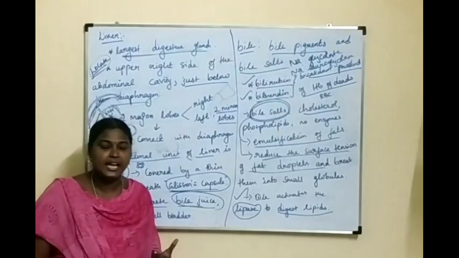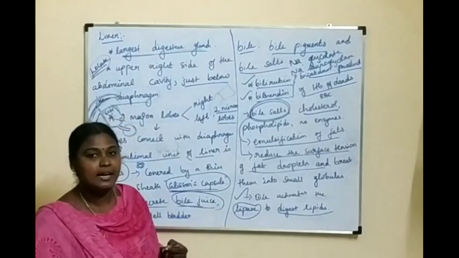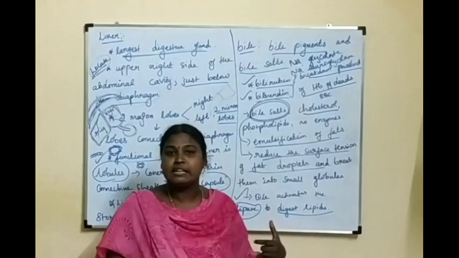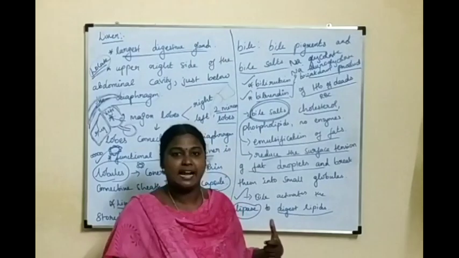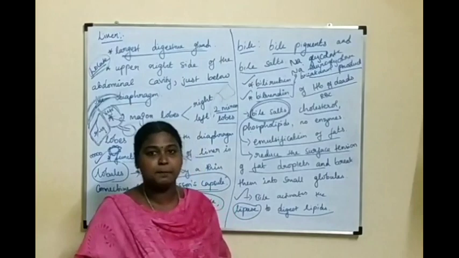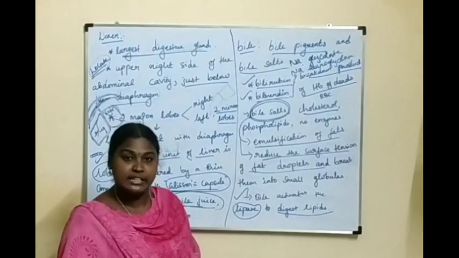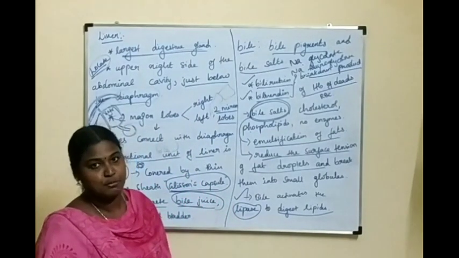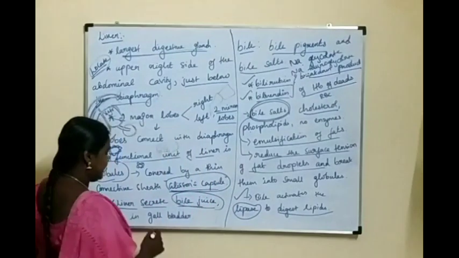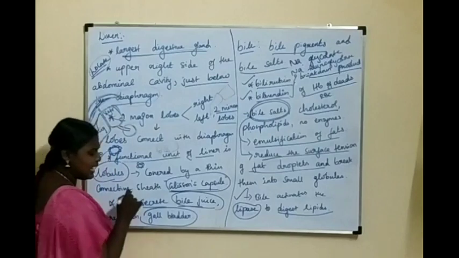Next, what is the secretion of the liver? Liver secretes bile juice. But the bile juice cannot be stored in the liver, it can be stored in the gallbladder. Liver வந்து என்ன juice secrete பண்ணும்? Bile juice secrete பண்ணும். But it cannot be stored in liver. Liverல என்ன பண்ண முடியாது? Store பண்ண முடியாது. So this juice is stored in the gallbladder. Can you understand? I repeat.